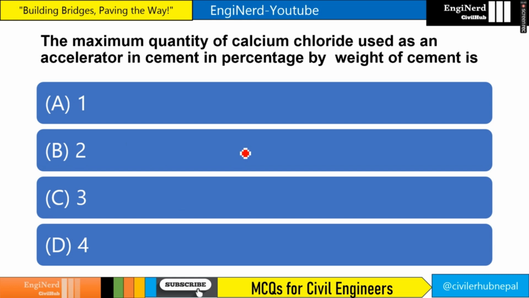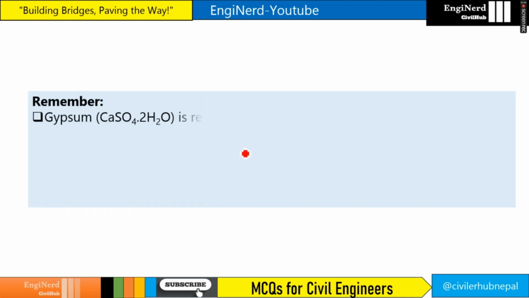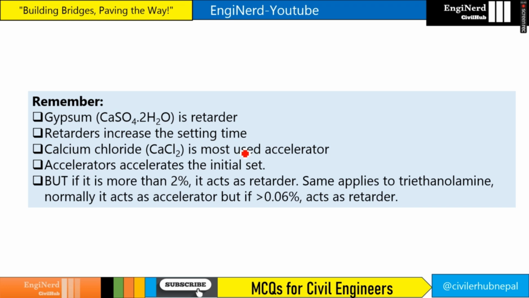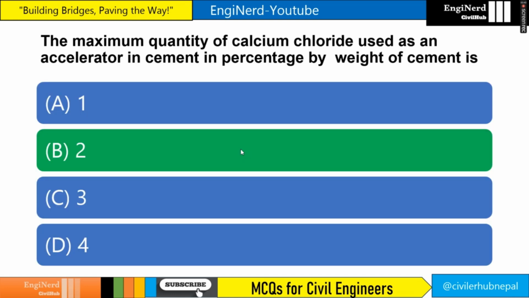The maximum quantity of calcium chloride used as an accelerator in cement, in percentage by weight of cement, is 2%, right? If it is greater than 2%, it acts as what? Retarder. So remember, gypsum is a retarder. Retarders increase the setting time. Calcium chloride is the most used accelerator. Accelerators accelerate the initial set. But if it is more than 2%, it acts as retarder. So the limit is 2%. Same applies to triethanolamine. Normally it acts as accelerator, but if greater than 0.06%, it acts as retarder.